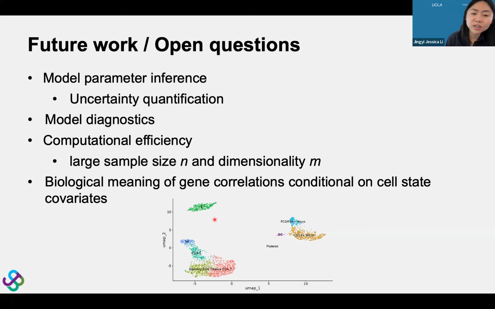What does it mean? Because you see in the UMAP plot, even though it's not an accurate representation, we can still see some cell types are more round and some are more narrow, indicating that the gene-gene correlations are somewhat different. And what is that? What's the science behind it? So these are the questions I think are subject to further studies.